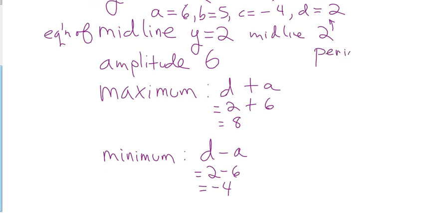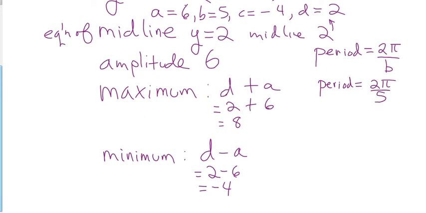What's the period? Or what's the formula for period? Okay, so the formula you're going to be given on the formula sheet is the period is 2 pi over b. So in this particular case, what's the period? 2 pi over 5.